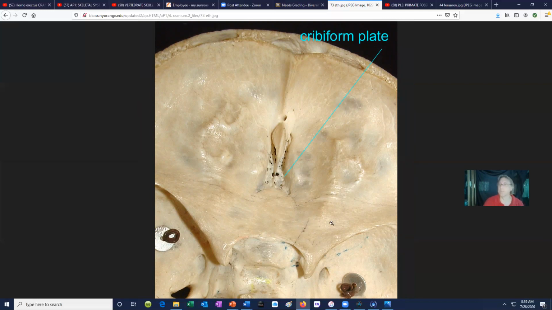So those are the bones of the cranium with some structures that you might need to know.